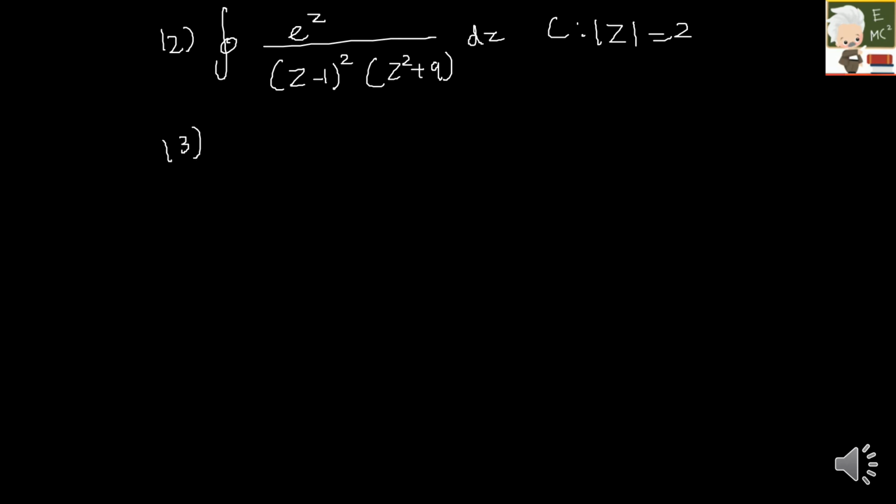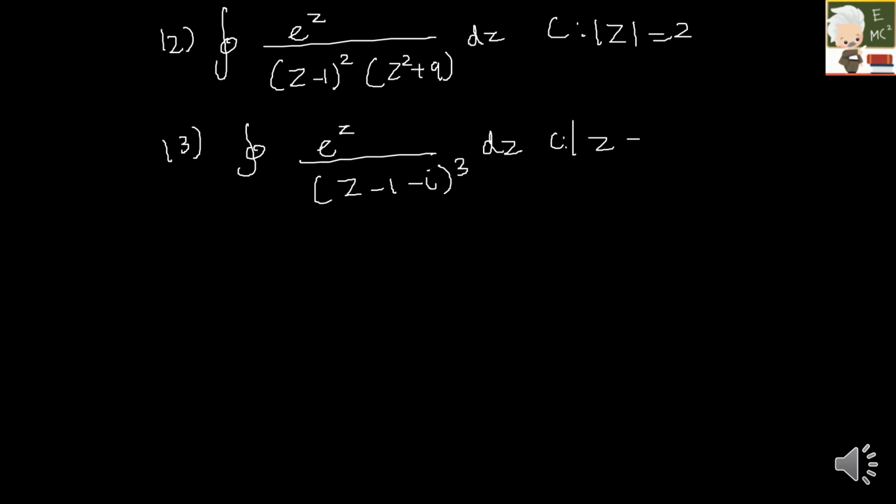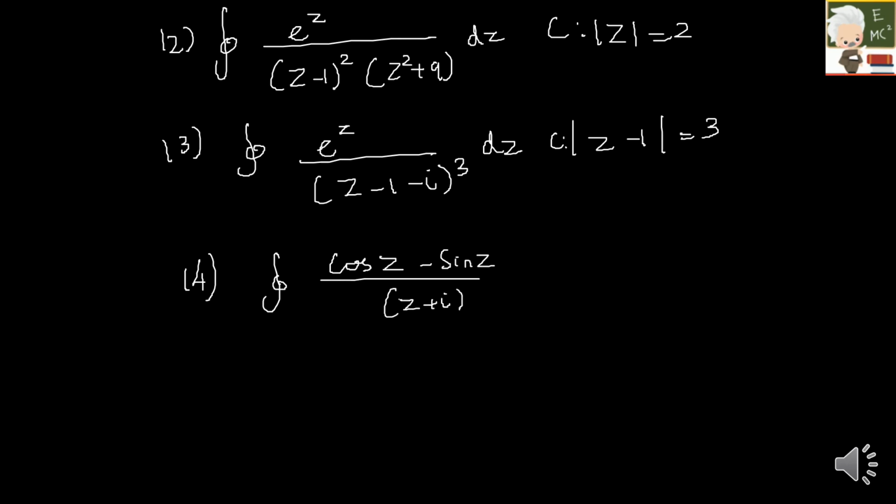And then 13th question is the closed integral of e raised to z by (z minus 1 minus i) the whole cube dz, the contour is |z - 1| = 3. And still two more problems. 14th question is the closed integral of (cos z minus sin z) divided by (z plus 1) the whole cube into dz, and the contour is |z| = 2.